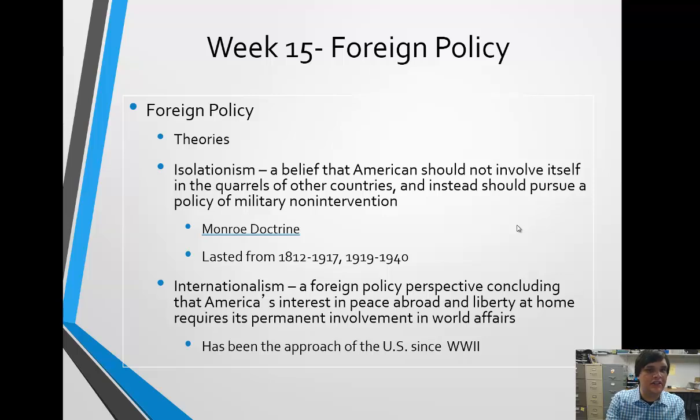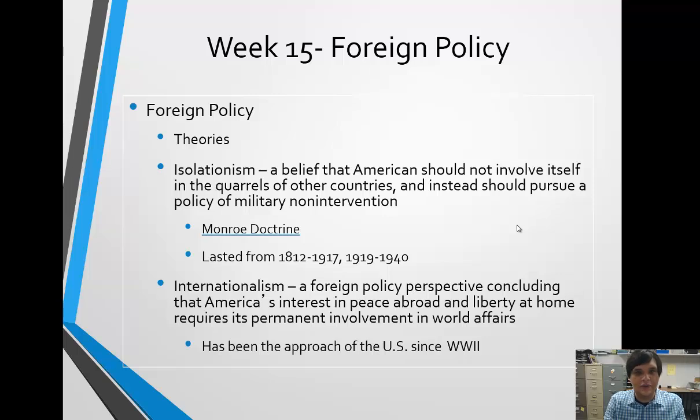So don't deal with any other nations. Let's handle our own business. Let's not get involved in the quarrels of other countries. And this was really the approach of the United States for a little short of 200 years, more or less, up until the 1940s. From 1812 to 1917, we had this era of isolationism.